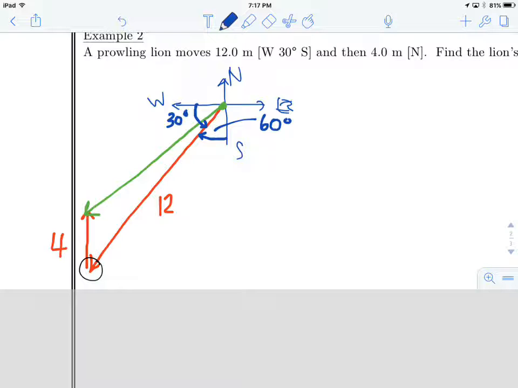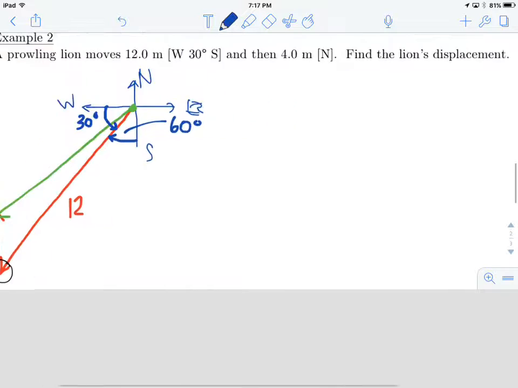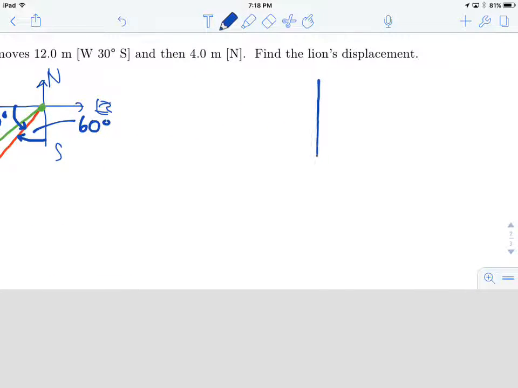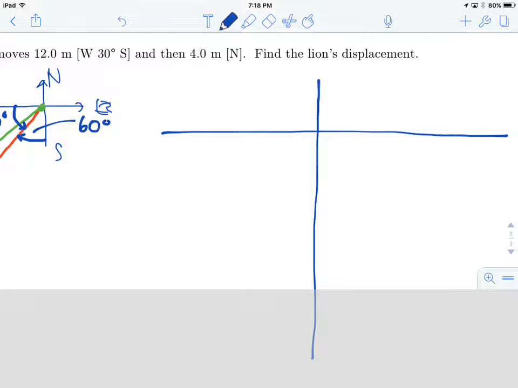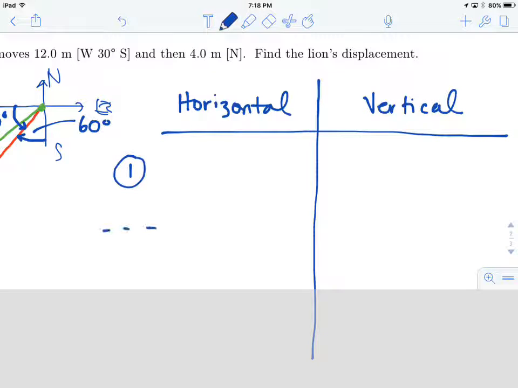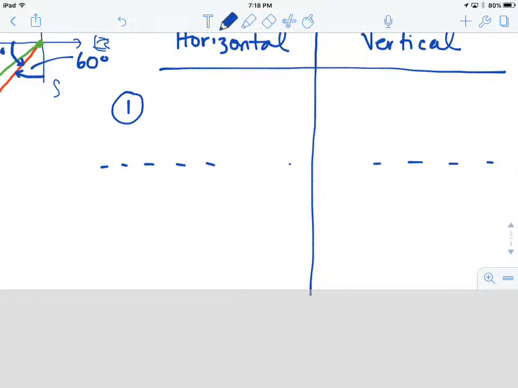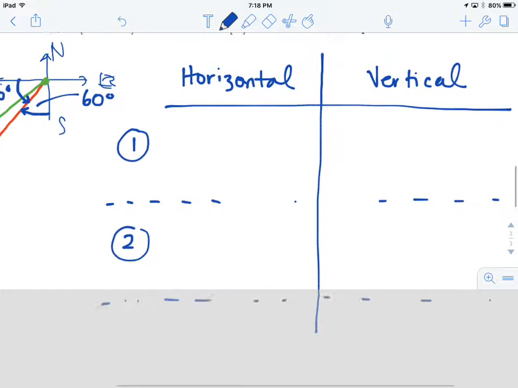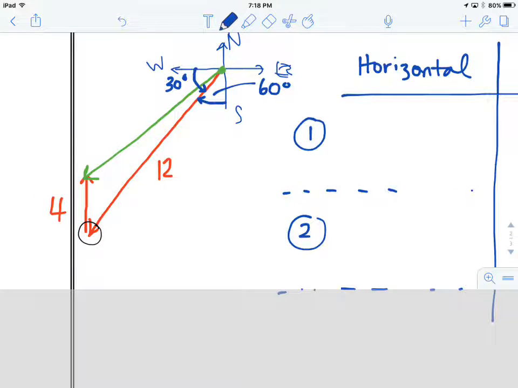Step number 2 is that we want to resolve each of these vectors into its horizontal and vertical components. So I'm going to make a suggestion for you. You do not have to follow my suggestion, but this is what I always do, okay? So I always do a little chart, and I say horizontal over here, and I say vertical over here. Here's vector 1, and I'm going to do the work for it, and then below it is vector 2, and I'm going to do the work for it over here. Okay, so when we look at vector 1, this is this guy right here. It's this first vector that we drew.